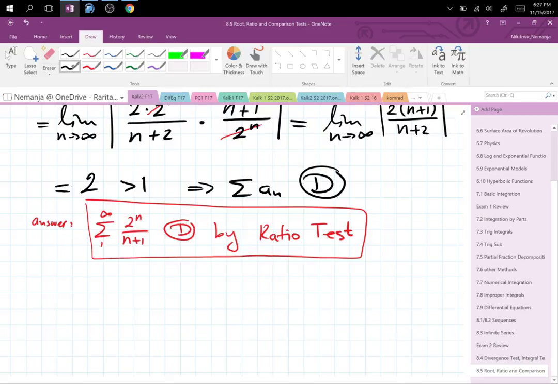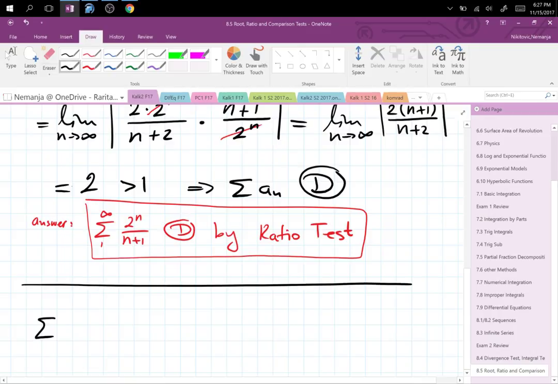Let's take a look at another example. Summation, let's say 0 to infinity of n squared minus 3 divided by n factorial. You remember the factorials?